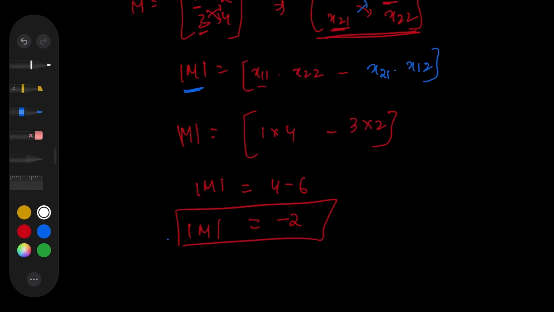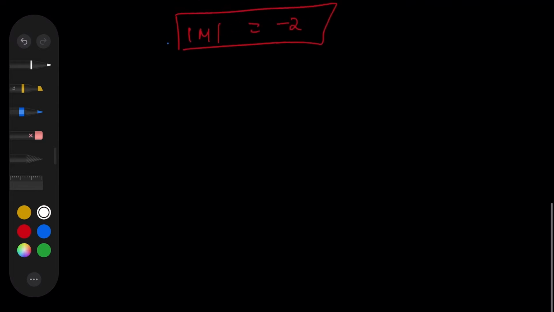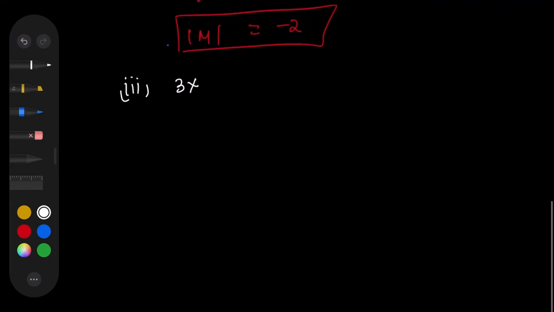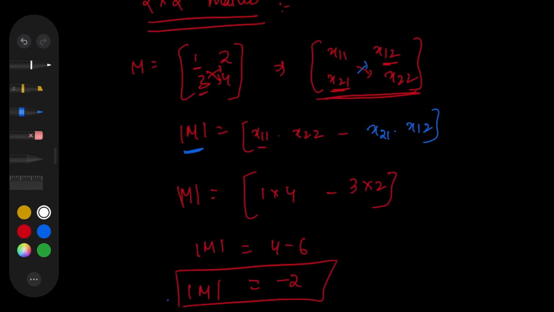Right? So now let us find the determinant for a 3 cross 3 matrix. This is a little bit more confusing compared to a 2 by 2 matrix. So this here, x11 into x22 minus x21 into x12, is called a cofactor of the matrix M, right?